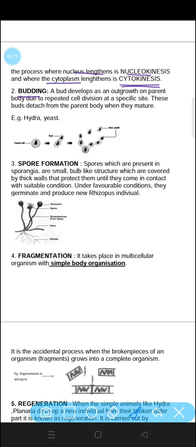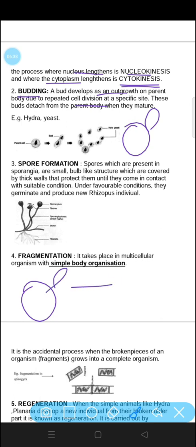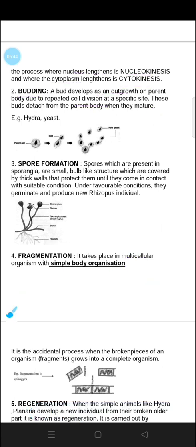Now next, the second type of asexual reproduction is budding. A bud develops as an outgrowth. Similarly, this one is a parent cell. A bud develops from it, and due to repeated cell division at a specific site, these buds detach from the parent's body. Once the bud is formed on the parent body, after that it will get detached. It will be a new daughter cell. Examples are Hydra and yeast. They carry out reproduction with the help of budding.